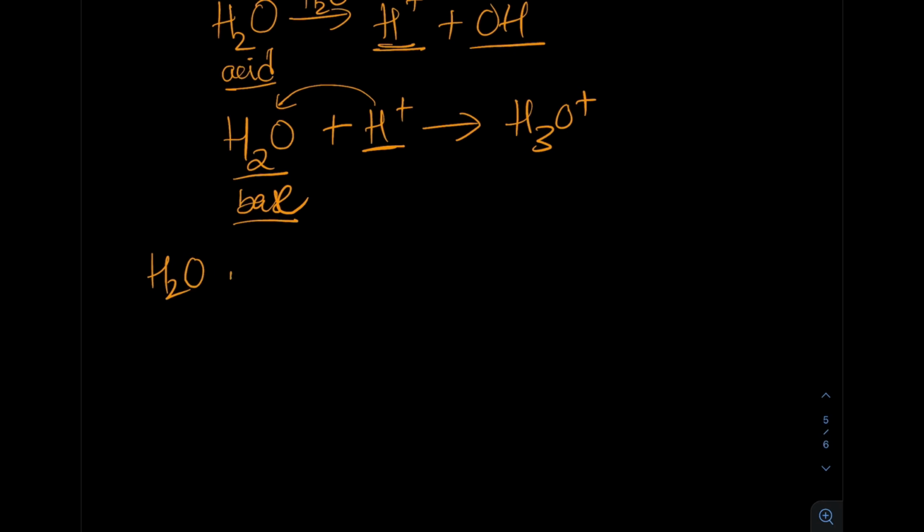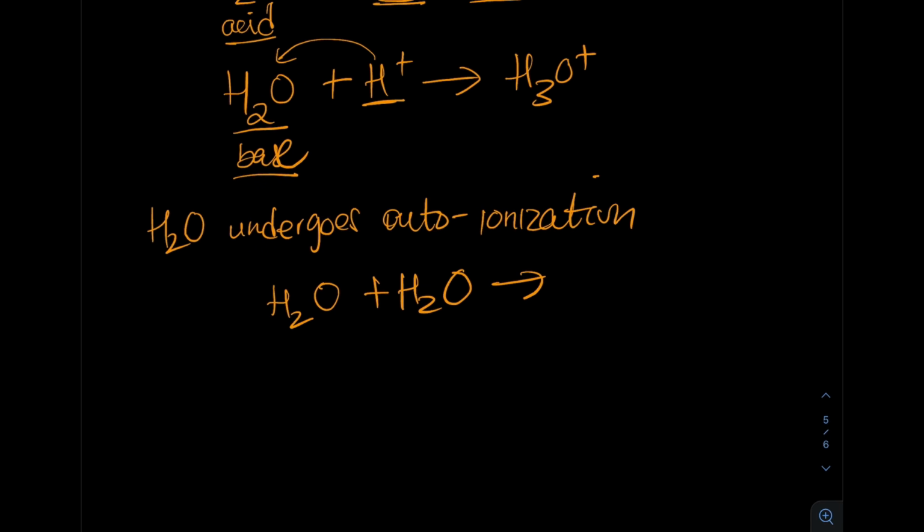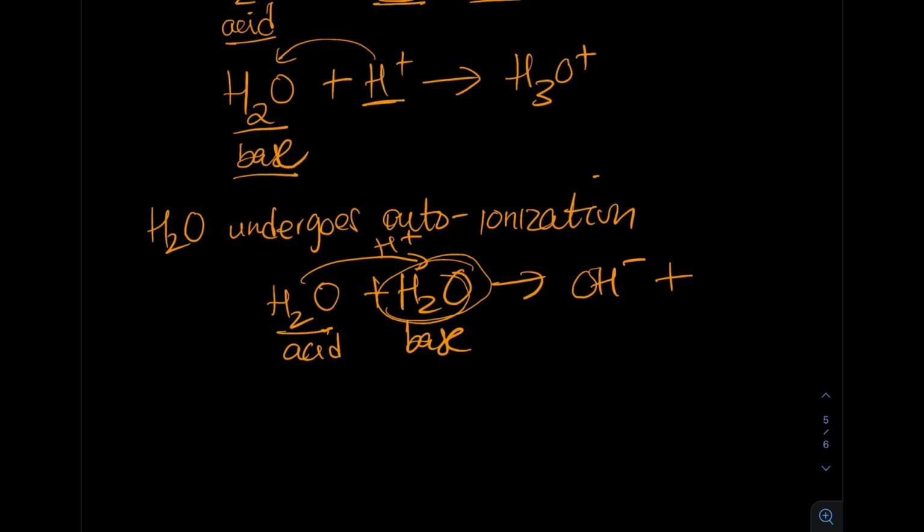Water undergoes what we call auto-ionization. So the water ionizes itself automatically. Let's say we have water reacting with water. One of the substances is a base, one of the substances is an acid. Let's say the first one is an acid and this one is a base. The acid is going to donate a proton, and the base is going to accept the proton. When this one donates a proton, it becomes OH minus, and the H plus is what remains. And when this one accepts the proton, it becomes a hydronium ion.